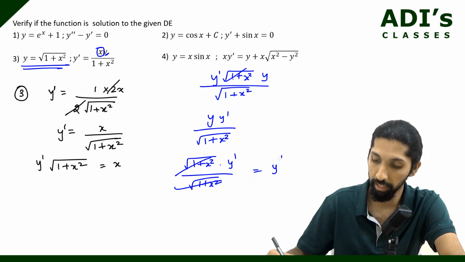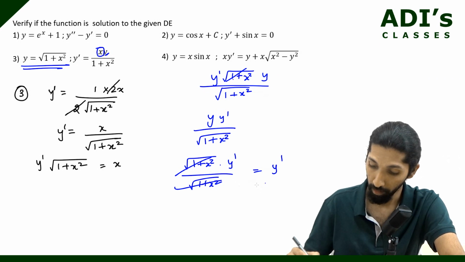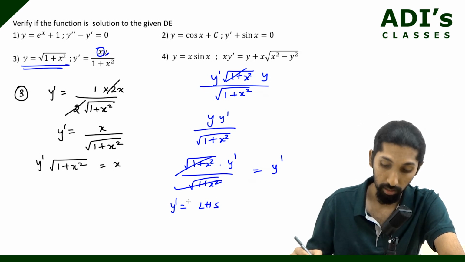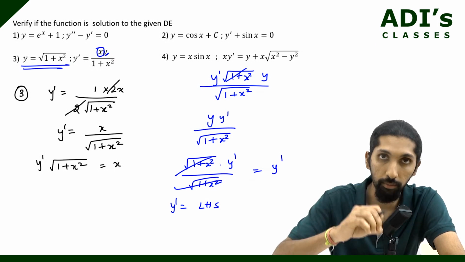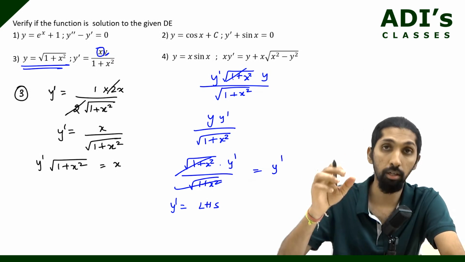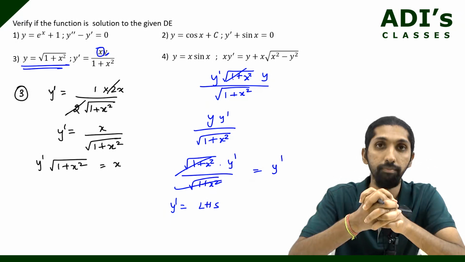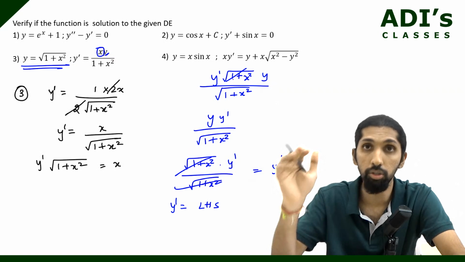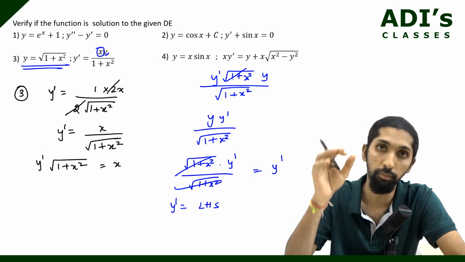What do we get? y dash. So isn't that the LHS what we were supposed to get? So y dash is equal to LHS. Since it's equal, the given y is the solution for the given differential equation. Fair enough? This is how you do the third one. So remember the key point of this problem: you cannot directly solve every question. Sometimes you have to simplify the math and then apply it. Then it works out very well.